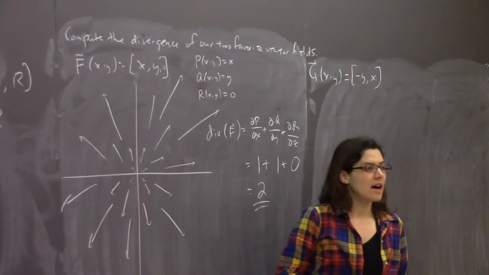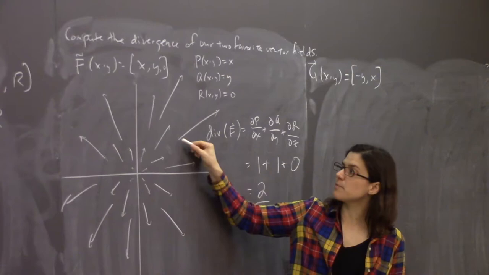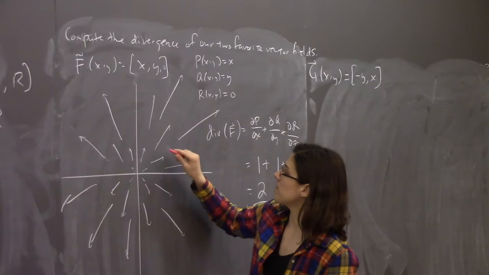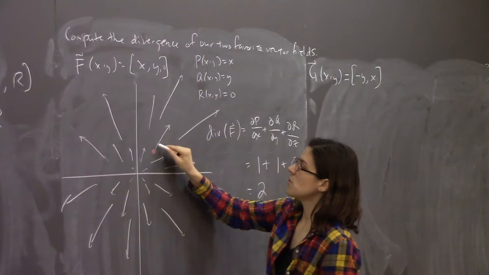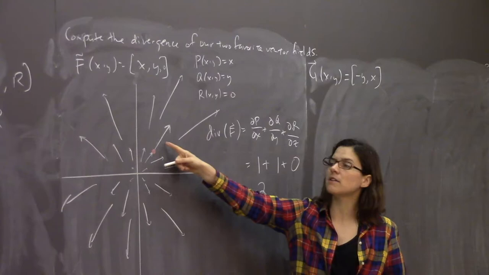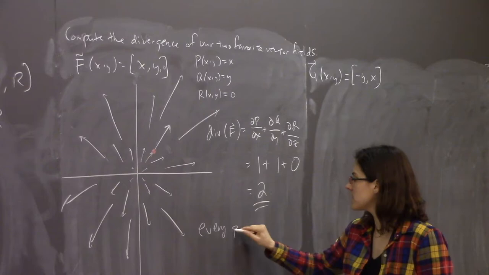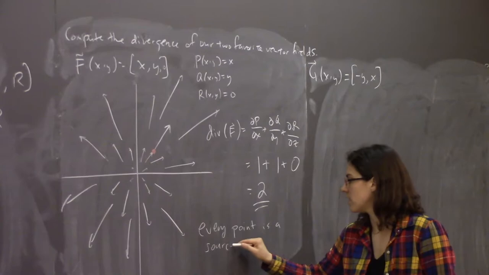Probably not surprising, because it is exactly the kind of thing where everything is coming out. Maybe we're not surprised that the origin is a source, but maybe it's a little surprising that every single point is a source, to the exact same extent that the origin is a source. If you pick another point, like maybe this point here, notice that you have a vector coming out, and you also have a vector coming in, but the vector coming in is smaller than the vector coming out. So more stuff is coming out than is coming in. So this pink point here is also a source. So it tells you that every point is a source with amount 2, whatever that means.